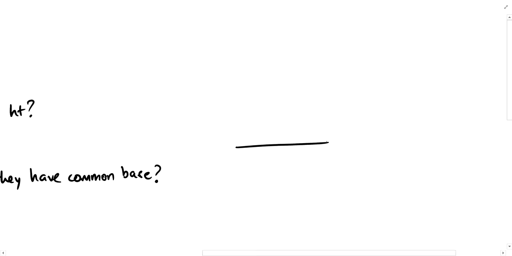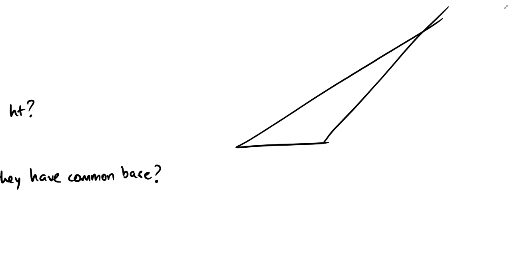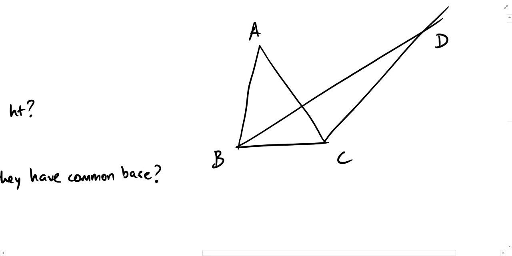Let's draw triangles with a common base. For example, this triangle over here and maybe this triangle. So A, B, C, and D. Now, what is the height for ABC? This, right? So this is H1. What about the height for the slanted triangle? From D down, right? So this is H2. These two heights are different, correct? What if I want the ratio of the area?